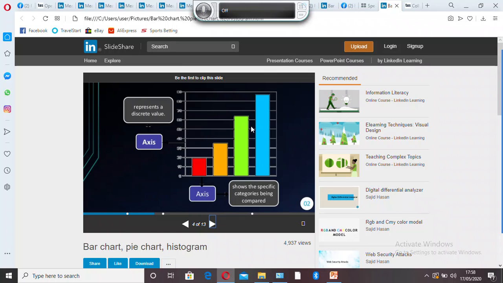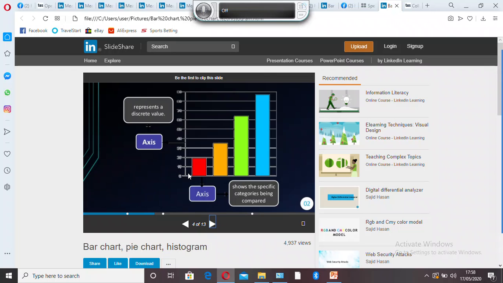What do you notice on this diagram? Look at it. The bars are of the same width. This one is as wide as this. One is not wider than the other. So that is one thing you should watch out for when you are looking at a chart, to tell whether it's a bar chart or not.